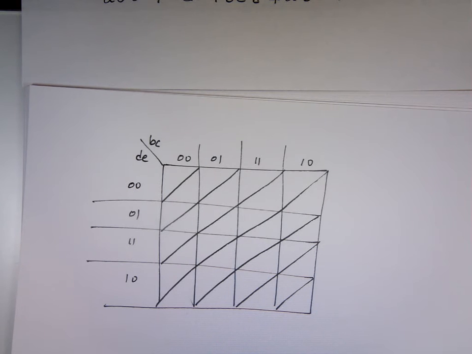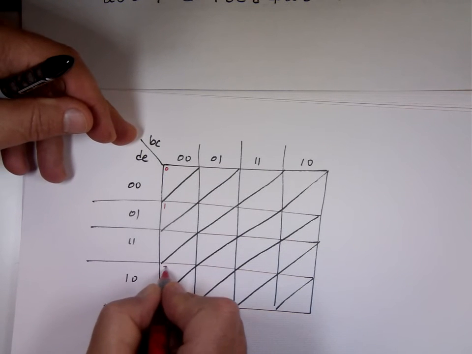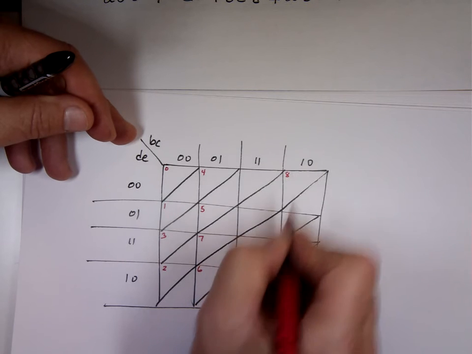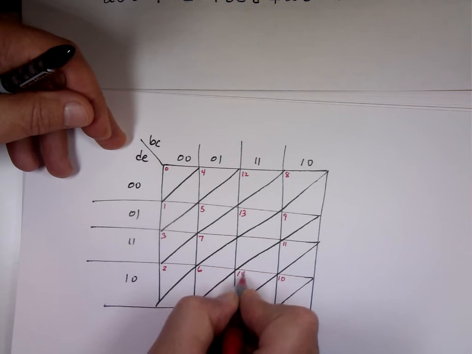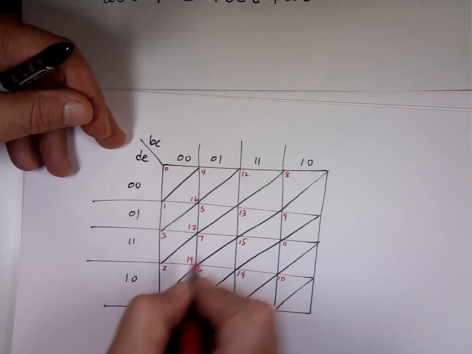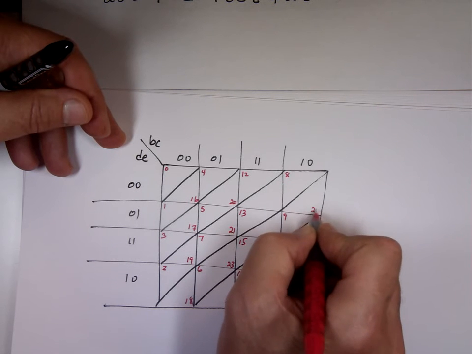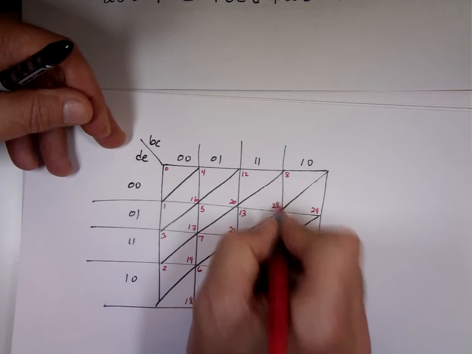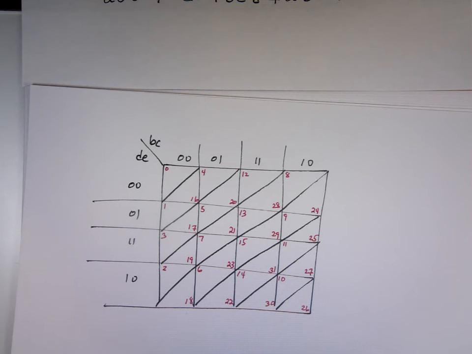Top and bottom. 0, 1, 2, 3, 4, 5, 6, 7, 8, 9, 10, 11, 12, 13, 14, 15, 16, now the bottom half, 17, 18, 19, 20, 21, 22, 23, 24, 25, 26, 27, 28, 29, 30, 31. The top when A is 0, the bottom when A is 1.